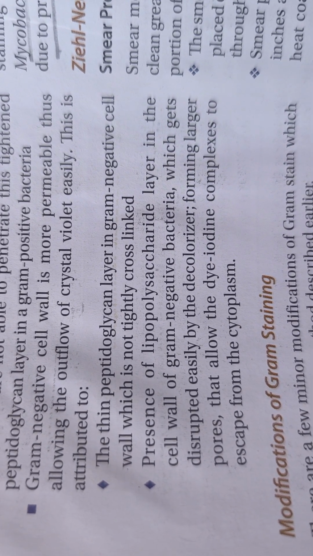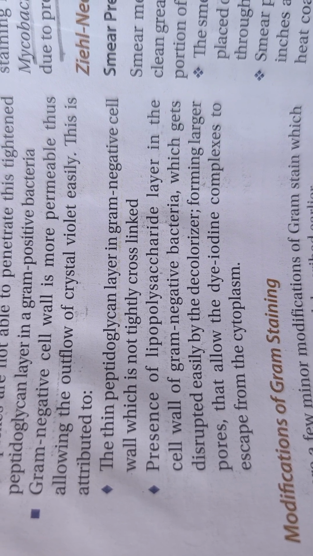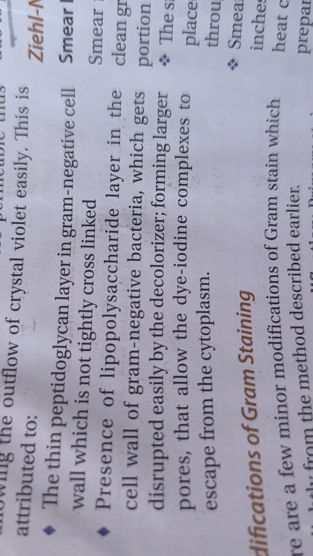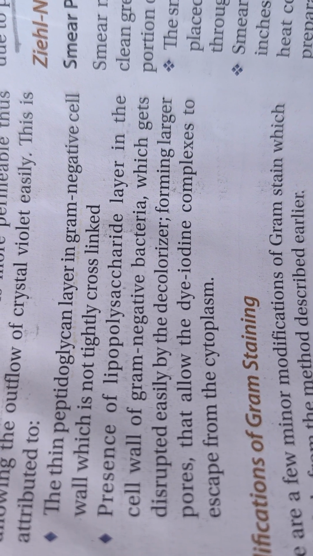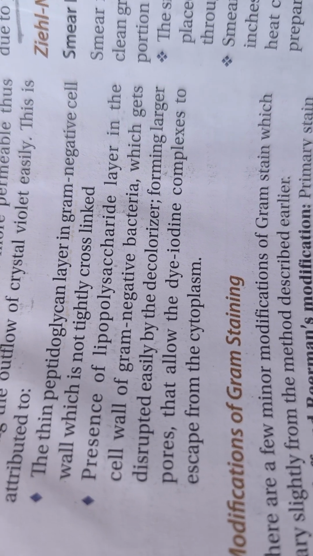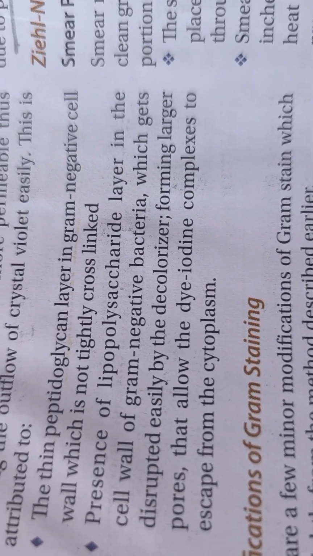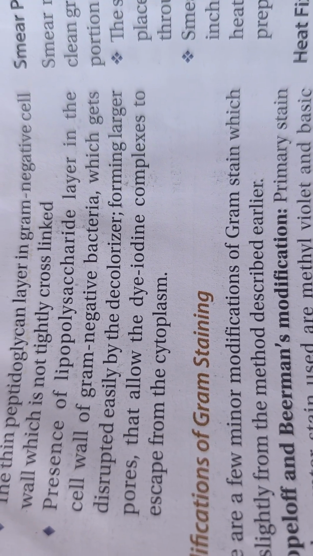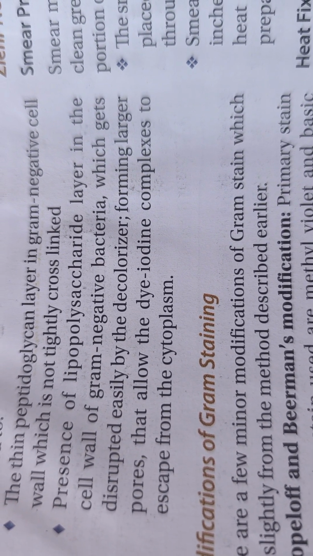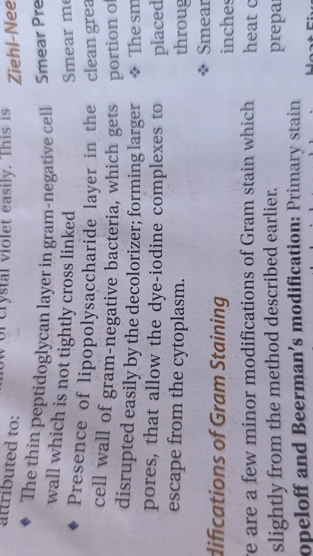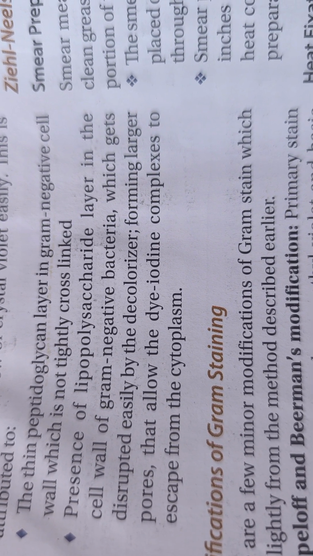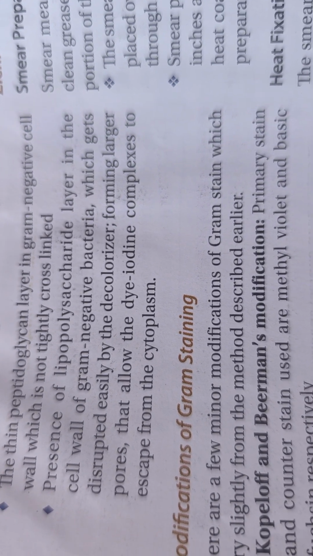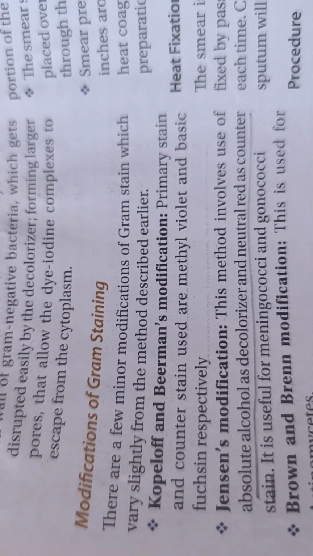The gram-negative cell wall is more permeable, thus allowing the outflow of the crystal violet easily. This is attributed to the thin peptidoglycan layer in the gram-negative cell wall, which is not tightly cross-linked. The lipopolysaccharide layer in the cell wall of gram-negative bacteria gets disrupted easily by the decolorizer, forming larger pores that allow the diiodine complex to escape from the cytoplasm.